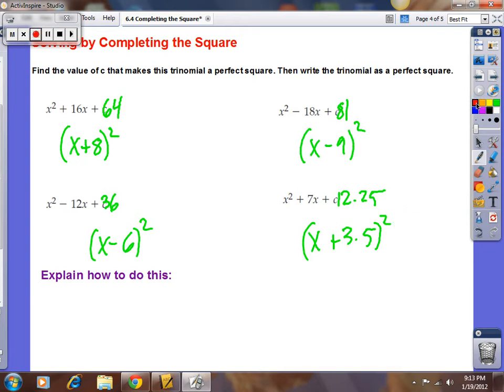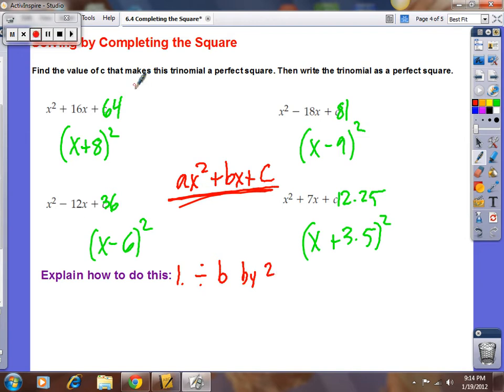So let's explain how to do this. Here's how we got 64, 81, 36. It's all back to the pattern that we hopefully discovered. So your quadratic equation in general form is ax squared plus bx plus c. This is the general form of a quadratic equation or a quadratic expression. So here's what you do. Step number one, let's just write this as steps. There's only two steps. Step number one is divide b by 2, or cut it in half.